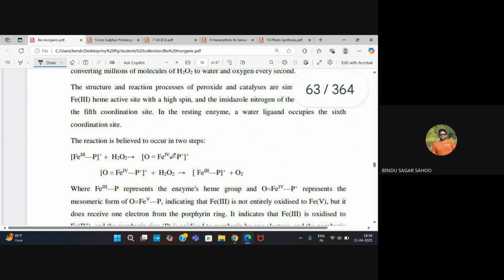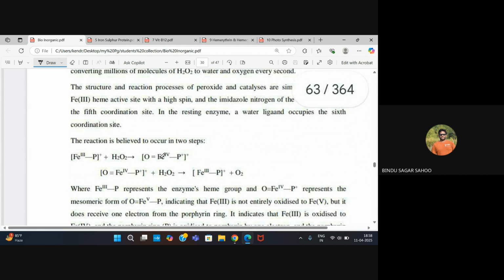So in the first step, we can say this step will be a mesomeric form of this one, FeVP. That means Fe3 here will get converted to Fe4. Yes or no? That means there will be oxidation of an electron from the Fe. And what happens? Another oxidation occurs in the P site. You can see here initially P is present, and at the end of the reaction there will be P plus. That means two electron oxidation occurs, one electron oxidation from the Fe atom and another electron oxidation from the porphyrin ring.